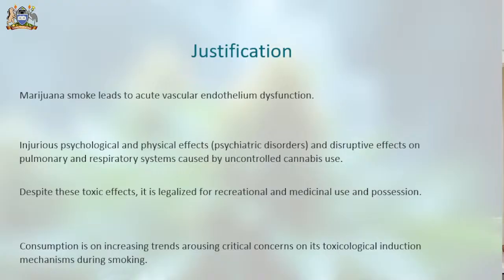Now, why are we justifying this study? As we said, marijuana smoke leads to acute vascular and endothelium dysfunction among the users. It also has injurious psychological and physical effects, that is psychiatric disorders, and disruptive effects on the pulmonary and respiratory systems, caused by the uncontrolled use of cannabis. Despite these toxic effects, we have seen marijuana getting legalized in some nations for both medicinal and recreational purposes. So we need to look into this compound. Lastly, the consumption is also increasing, which raises critical concerns on the toxicological processes induced by marijuana. Next slide, please.